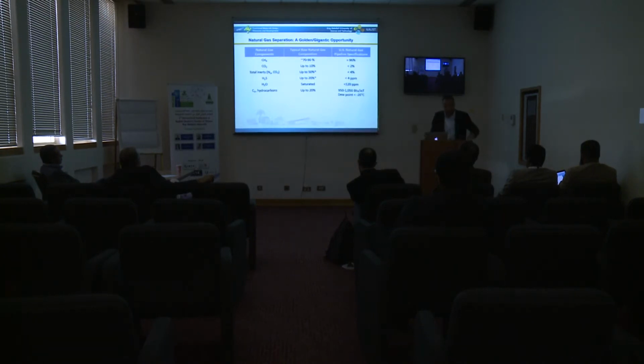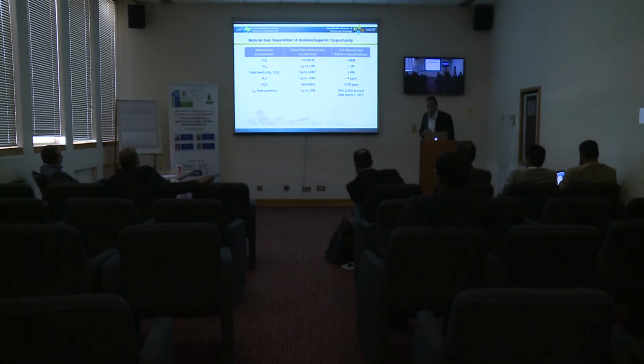As far as we are concerned, this is what you have in natural gas. These are some of the components. You can see here the pipeline specification in the US, where you have to lower your concentrations to these levels before you can transport your methane. Of course, CO2 has to be below 2% and so on.